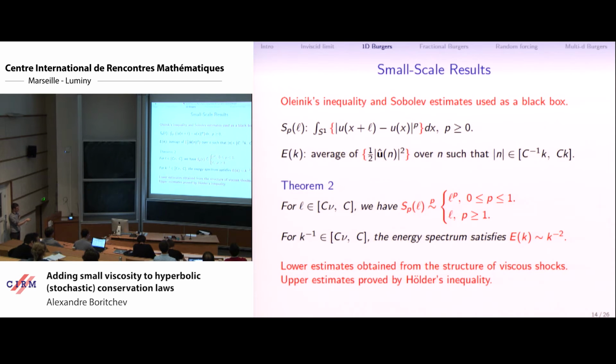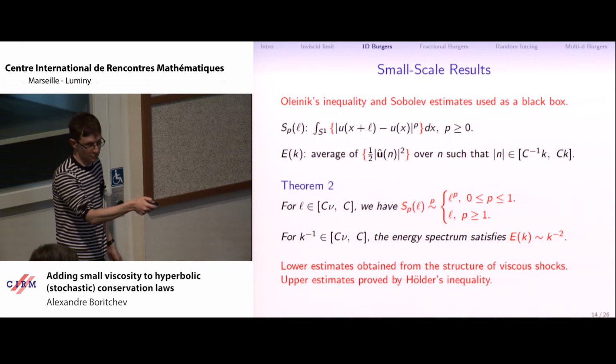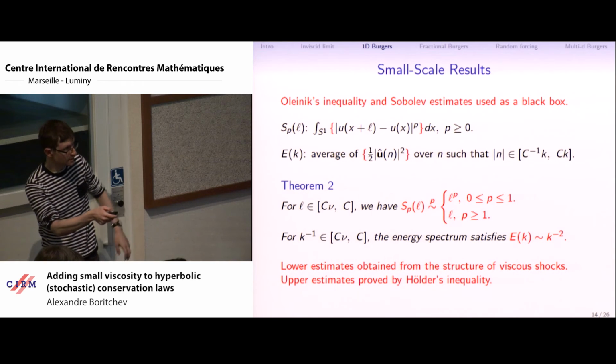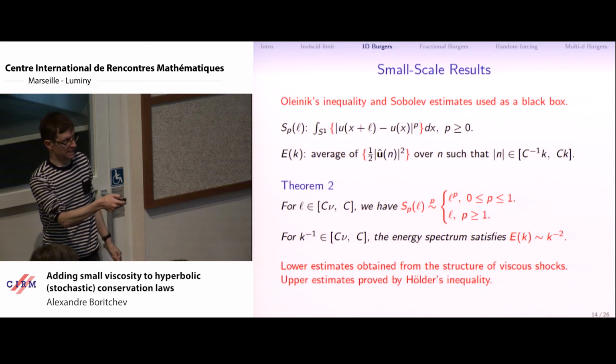This object is called the structure function, but it's just the moment of increments. So you take the same time averages as before. You have no choice. And then you also need to average in space. On the Fourier level, you take the energy which corresponds to Fourier modes of order k, and since all our estimates are true up to a multiplicative constant, we need to average over a layer of n which are of the same order as this quantity k.